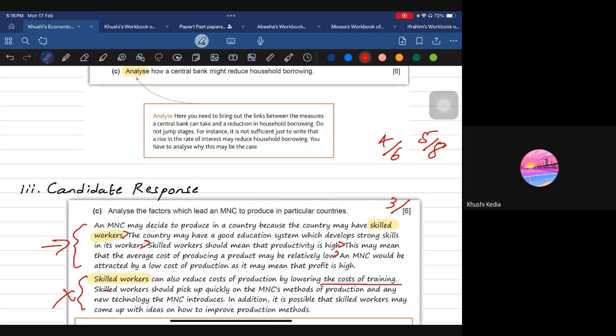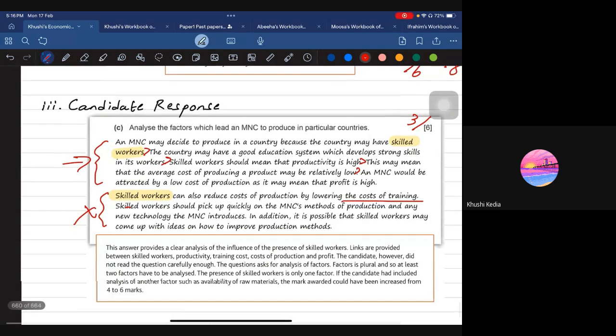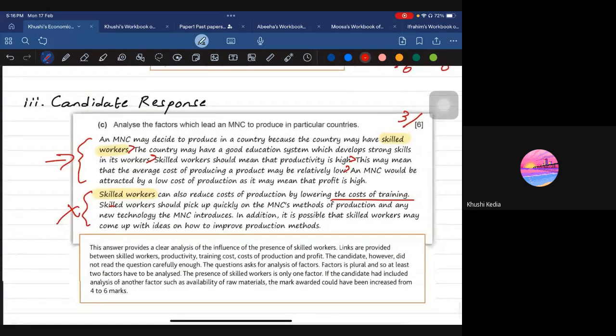Yes, sir. So basically, if I have to check the marks, let's just see what the examiner is saying. You can read this and see what the examiner is saying.